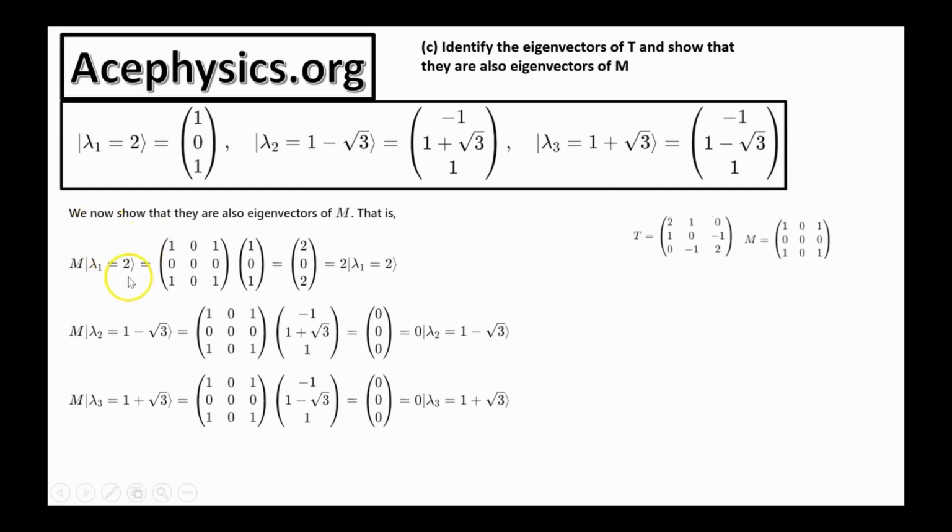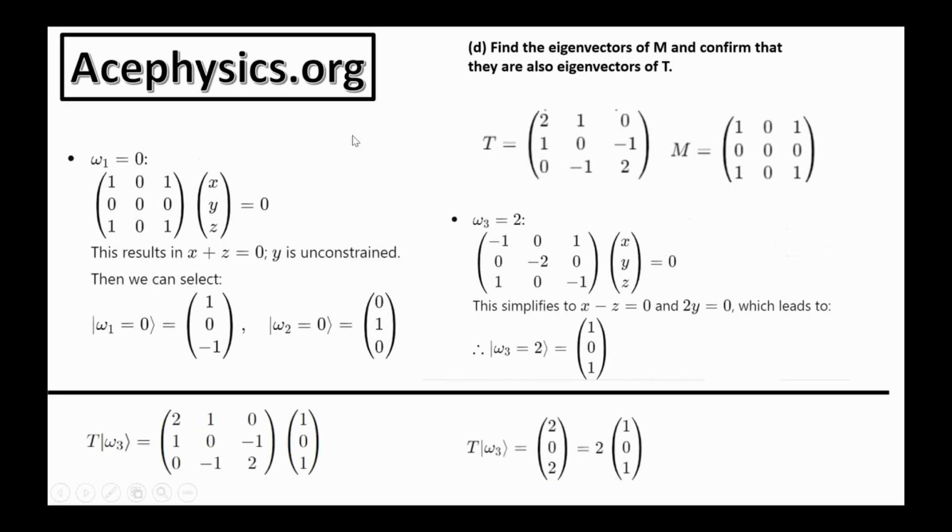M onto lambda 1, this is the matrix M, and if we multiply it onto lambda 1, that's equal to 2, 0, 2, which is equal to 2 times lambda 1. It is an eigenvector. Amazing. M onto lambda 2, this is the matrix M, the eigenvector lambda 2, and this is equal to 0 times the eigenvector lambda 2, and then M onto lambda 3 is equal to 0 times the eigenvector lambda 3, and as you can see, the eigenvectors of T are also eigenvectors of M.